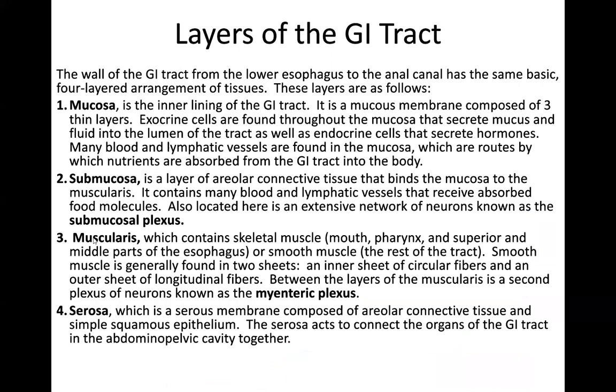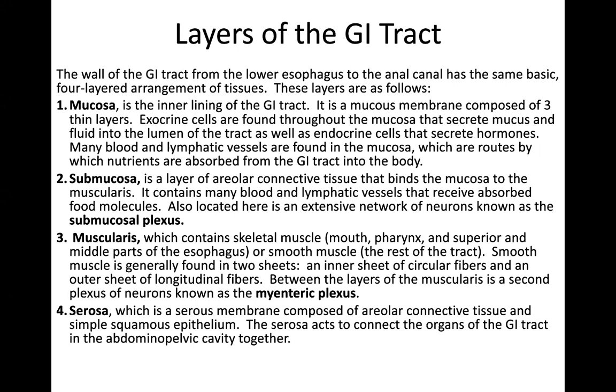Now, the muscularis, based on its name, should be pretty common sense, is made up of muscle. But what type and how much is dependent upon where you're at in the tract. In the mouth, the pharynx, and the superior middle parts of the esophagus, we have skeletal muscle. Whereas the rest of the tract, it's all made up of smooth muscle. Okay. And that's important because, as hopefully you guys remember, skeletal muscle is voluntarily controlled, whereas smooth muscle is involuntarily controlled, which helps just allow for everything to happen after we swallow to be done without even our conscious awareness or intent.